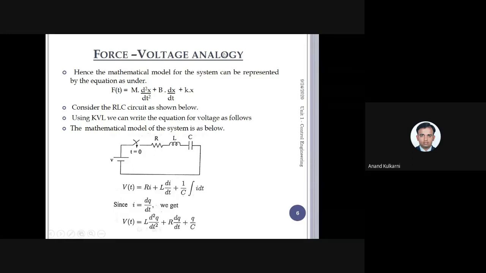Since we are going for force voltage analogy, force is already there, but I want the equation in terms of voltage. So in the case of the RLC circuit, when we apply force voltage analogy, we have to apply Kirchhoff voltage law, that is Kirchhoff voltage law.